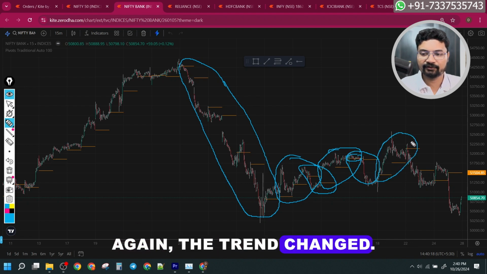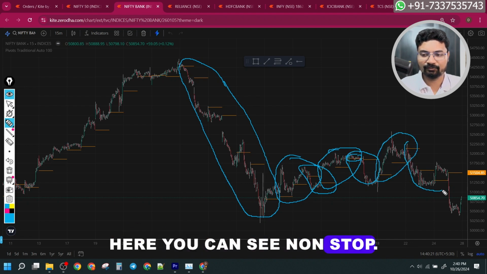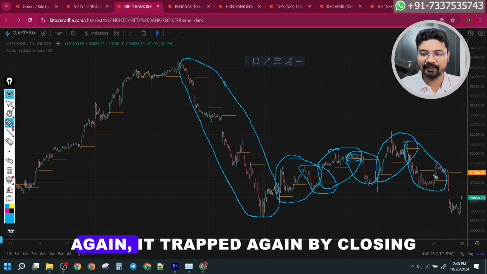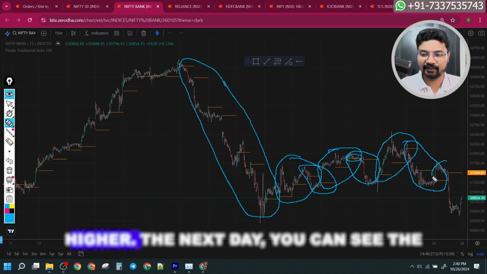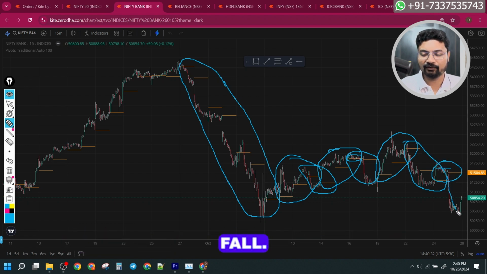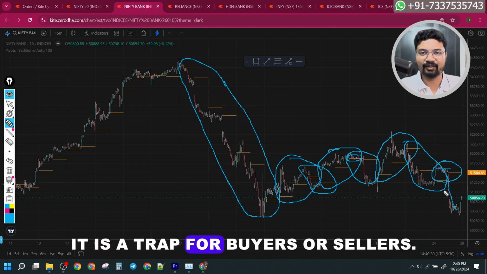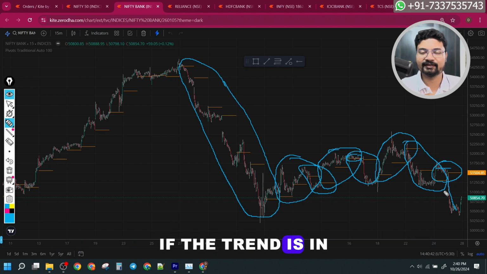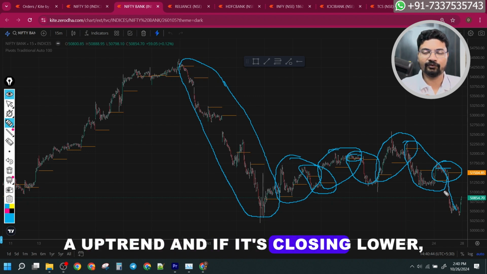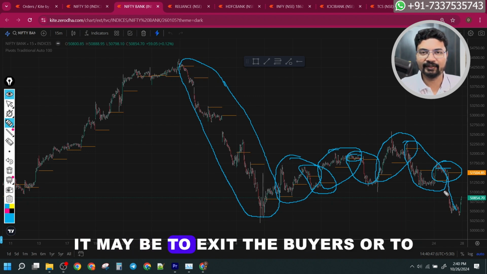Again the trend changed. Here you can see non-stop the trend changed. Again it trapped again by closing higher. The next day you can see the fall. If there is any one day closing higher, it is a trap for buyers or sellers.